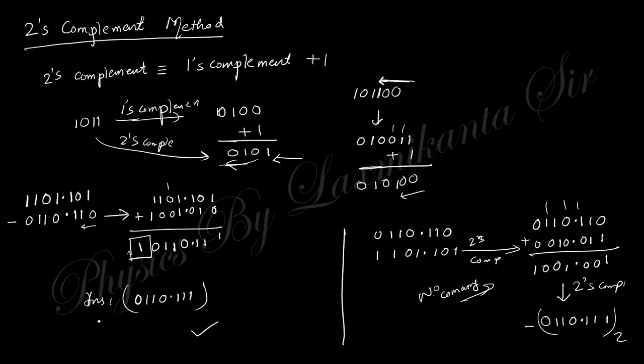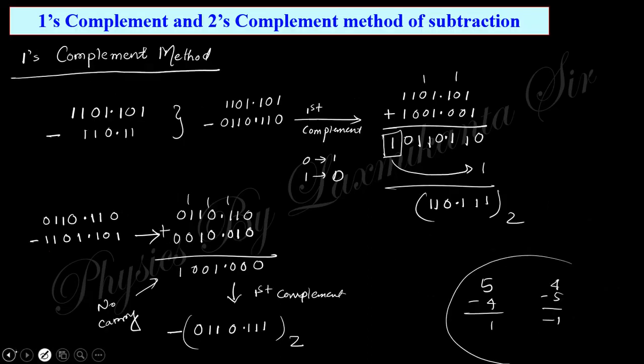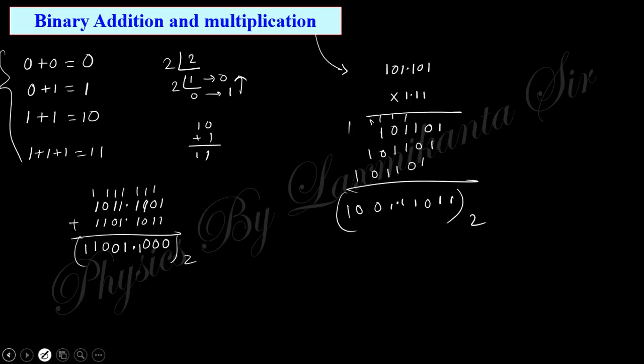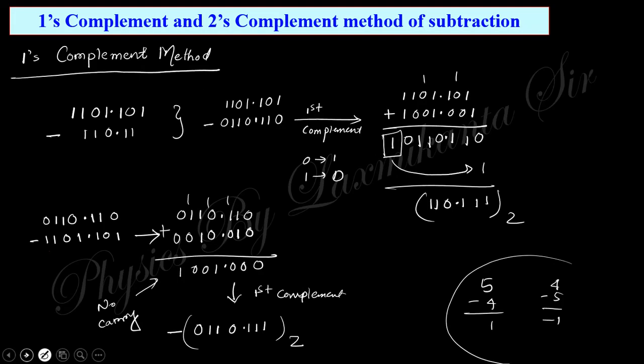So I think it is clear to you about the first complement method and second complement method, about the subtraction, and the addition and multiplication you already obtained. Okay, so I think it is clear.